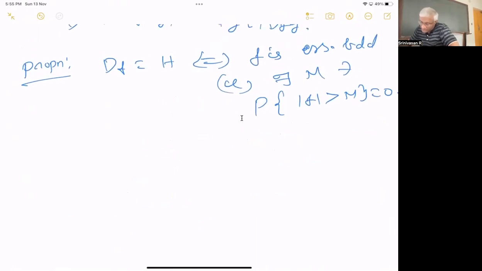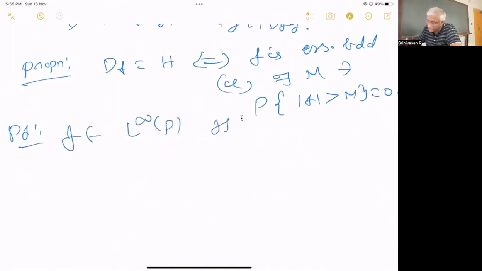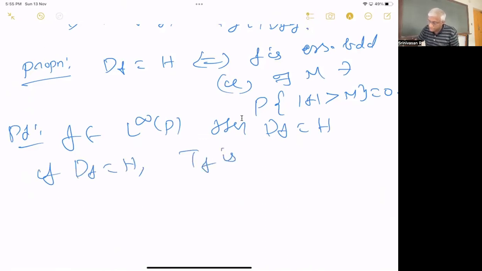So I want to prove this. If f is essentially bounded, we have already proved that the domain is everything. We know that, so this direction is clear. If f is in L infinity of P, then D(T_f) equals H. On the other hand, if D(T_f) equals H, we know that T_f is closed. We have already proved that T_f equals T_f bar equals T_f star.